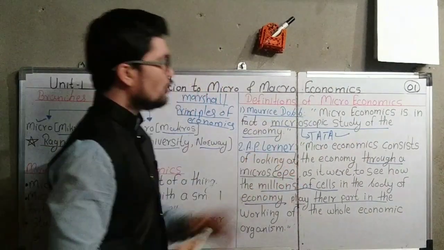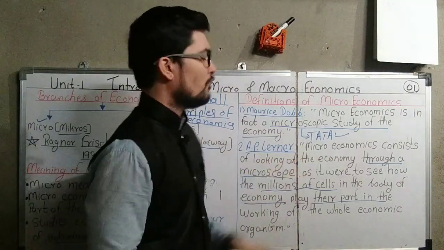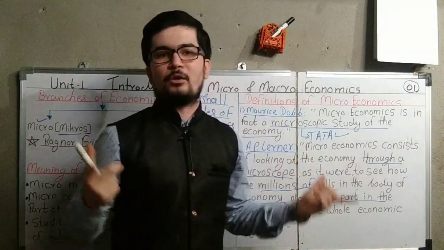So according to A.P. Lerner, microeconomics consists of looking at the economy through a microscope.